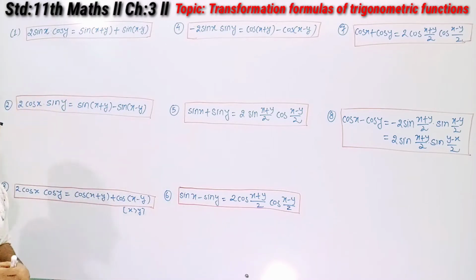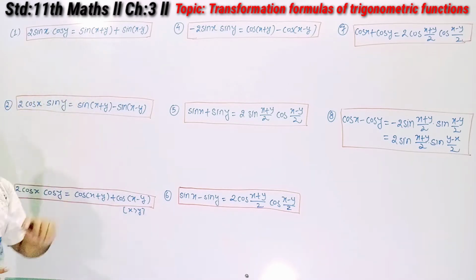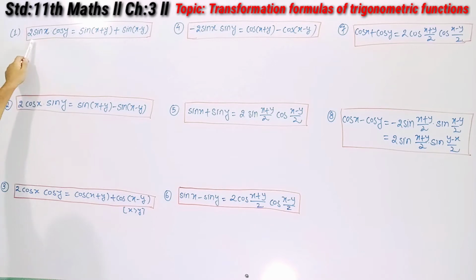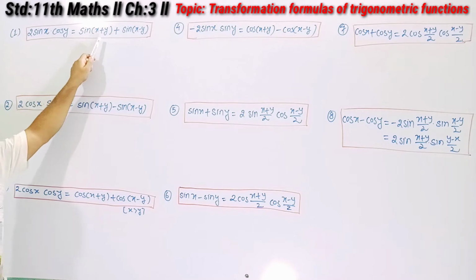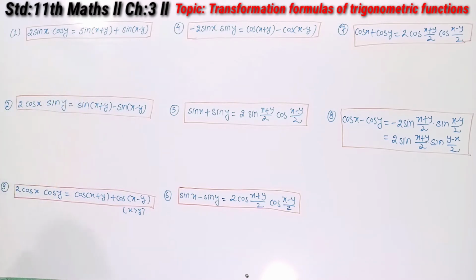Okay students, here you can see that the first formula is: 2 sin x cos y is equal to sin(x plus y) plus sin(x minus y). Now we can change the variables, the angles x and y, into other terms in such a way that you get the same formula but in different terms.